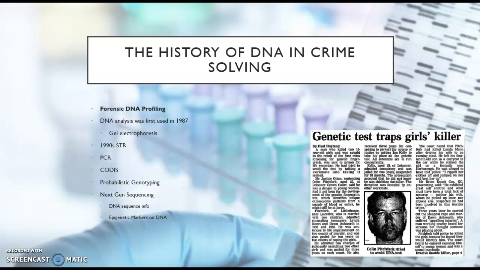The next type is STR, which is short tandem repeats, and this was introduced in the 1990s. This is when DNA has regions where short sequences of bases, which were covered in the previous slide, are repeated multiple times. The repeats are found in many spots throughout the genome. The exact number of repeats varies per person, and in forensic science, we use these STRs to identify individuals.